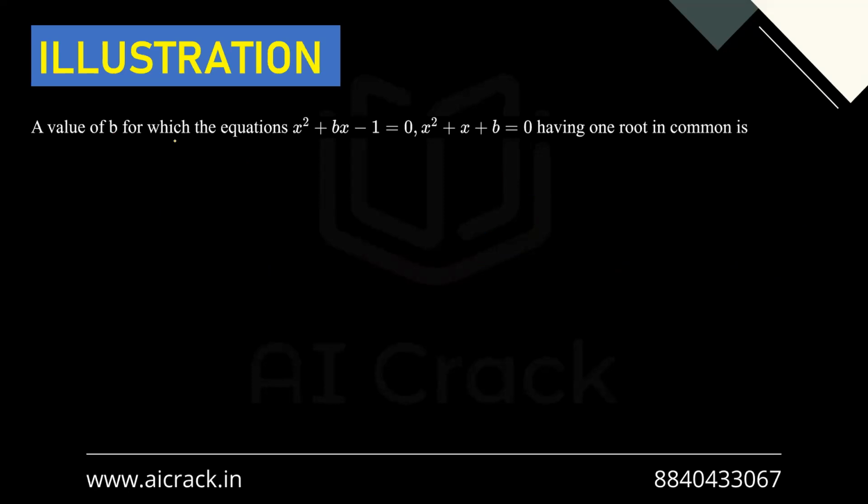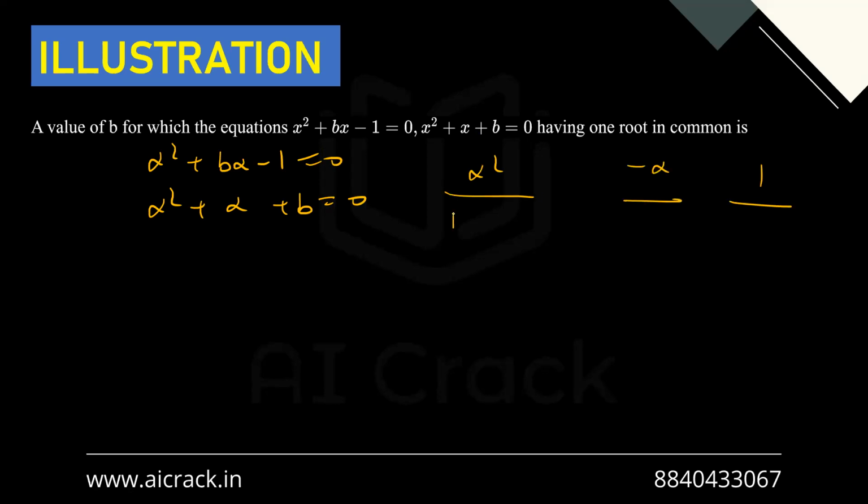A value of b for which the equations x square plus bx minus 1 equals to 0, x square plus x plus b equals to 0 having one root in common is. Okay, so let's say alpha is a common root. So we'll be getting alpha square plus b alpha minus 1 equals to 0 and alpha square plus alpha plus b equals to 0. Okay. Now let's write alpha square, minus alpha and 1 over here. And we have to find out these denominators.